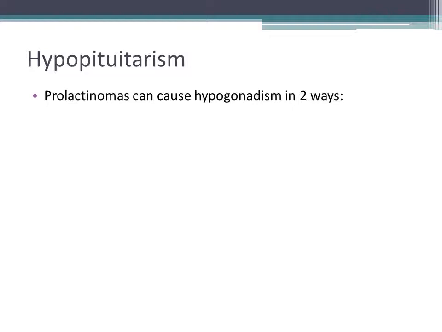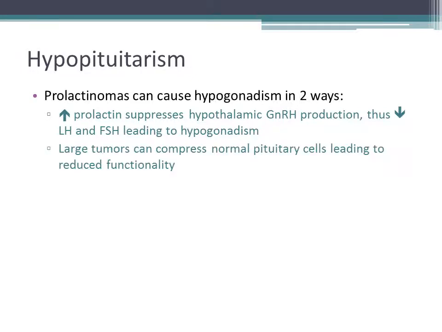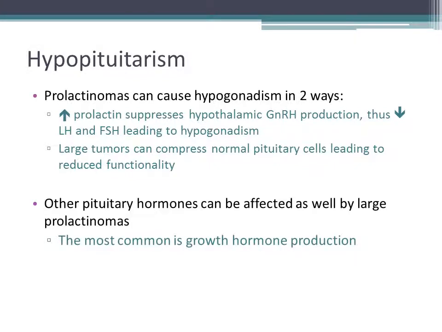Prolactinomas can cause hypogonadism in 2 ways. The first one is by suppressing GnRH. High prolactin suppresses GnRH, which will lead to suppression of LH and FSH, leading to hypogonadism. The other mechanism of hypogonadism in a patient with hyperprolactinemia due to tumors is that large tumors can compress normal pituitary cells, leading to reduced functionality.